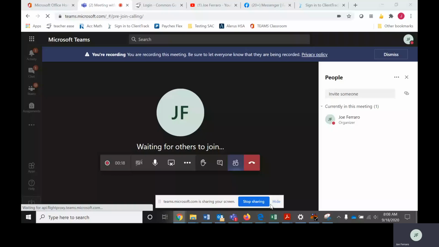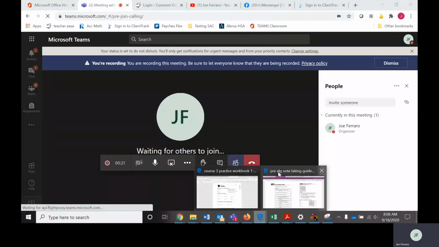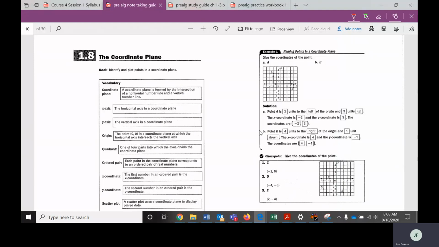Hello, everyone. Today we are going to do kind of a shorter lesson. It should be mostly review. It's lesson 1.8. So we're going to go to the note-taking guide. It's on the coordinate plane.